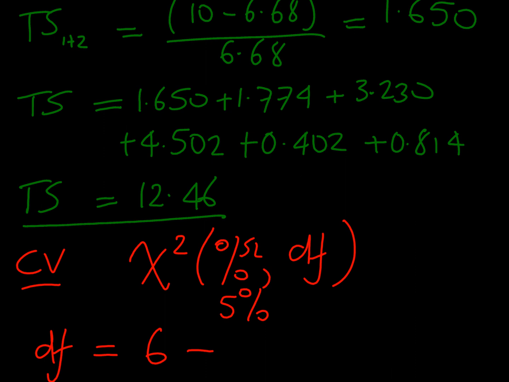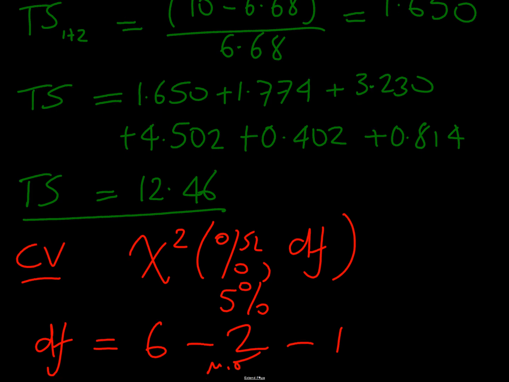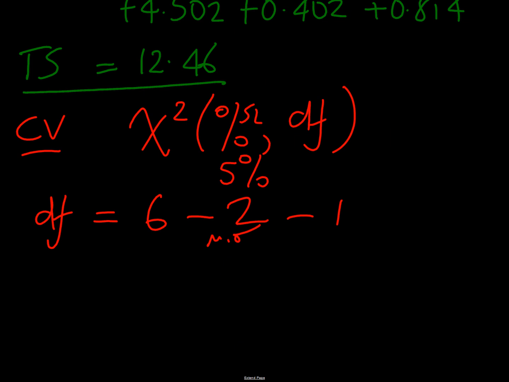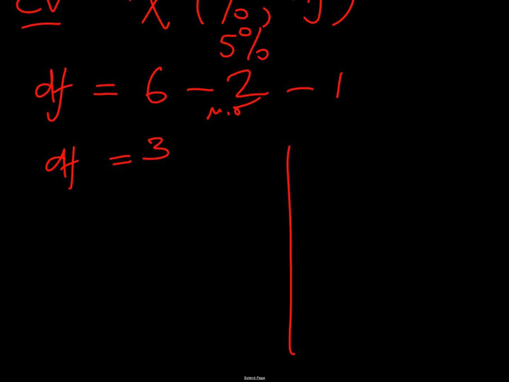Then we have to take off the number of parameters that we have used the data to estimate. In this case, we estimated the mean and the standard deviation. And then we take off 1 on the basis that we know that the total is 100. So we've got a constraint there, haven't we? So we've used up 3 degrees of freedom. So we're left with 6 minus 3, which is 3 degrees of freedom.